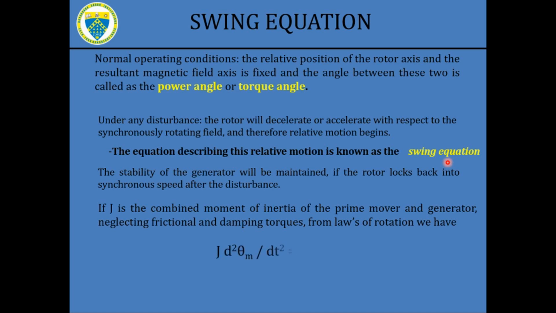So we have J d square theta m by dt square is equal to Ta, that in turn is equal to Tm minus Te. Ta is accelerating torque in Newton meter, Tm is mechanical torque in Newton meter, and Te is electrical torque or electromagnetic torque in Newton meter. Theta m is the angular displacement of the rotor with respect to a stationary axis in mechanical radians.